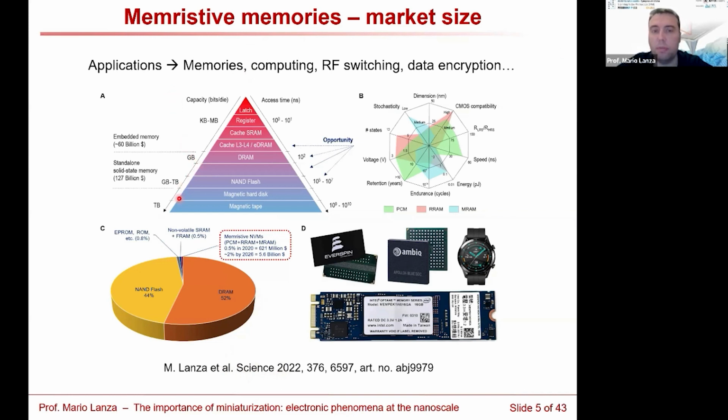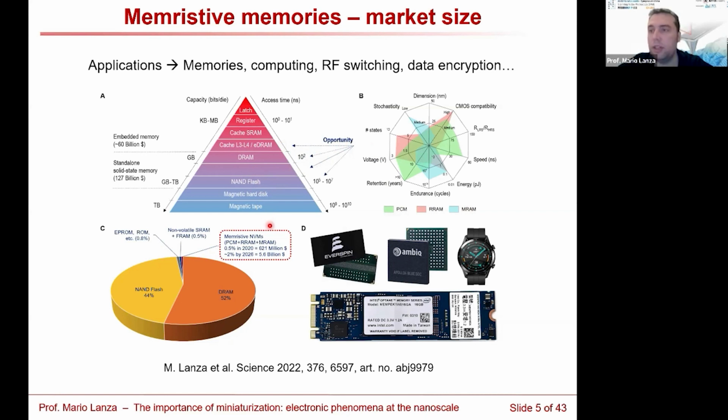If we take a look at the pyramid hierarchy of memories, and we also take a look at the properties of resistive switching devices made of these materials, phase change, metal oxides, and magnetic, which are the commercial ones, we can see that these properties fit well to fill the gap between dynamic random access memory and NAND flash. Although, depending on the material, we could also achieve properties that approach a little bit more to the embedded DRAM or cache memory.